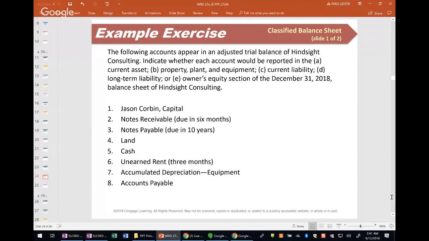Accumulated depreciation has a credit balance. It's called a contra account. We know assets have a debit balance. A contra account has the reverse balance. Accounts payable, current liability. You need to know that for your test tonight, but it's nothing new.